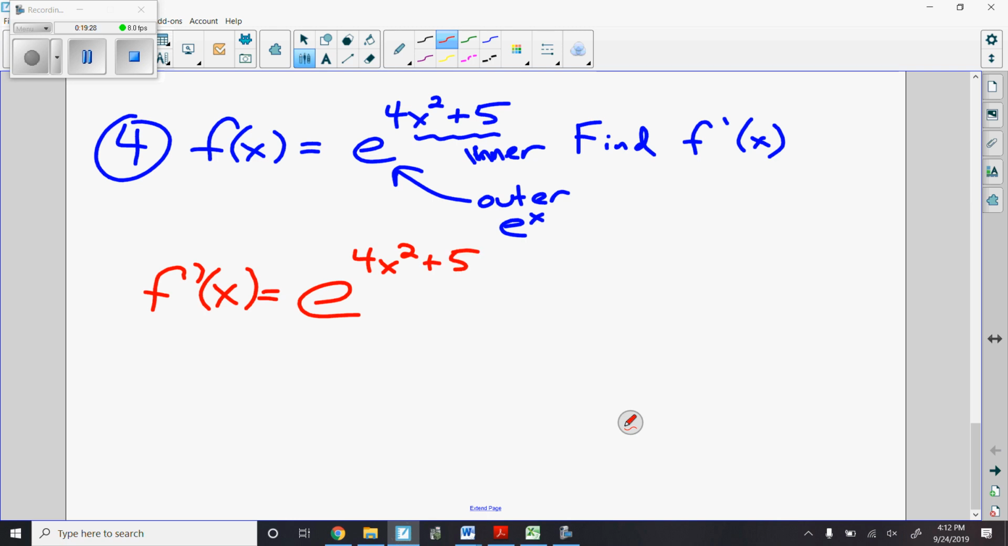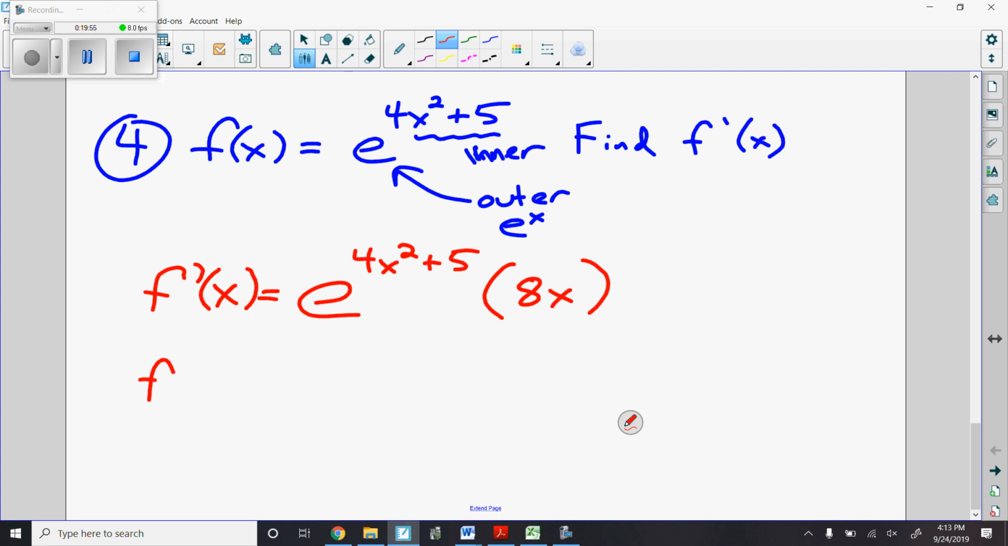E derivatives are going to do this a lot. The derivative starts off by basically just copying what you already have. That's the derivative of the outside with respect to the inside, 4x squared plus 5. And now we just need to multiply by the derivative of the inner function. The derivative of 4x squared plus 5 is 8x. Okay, and that's the correct derivative.